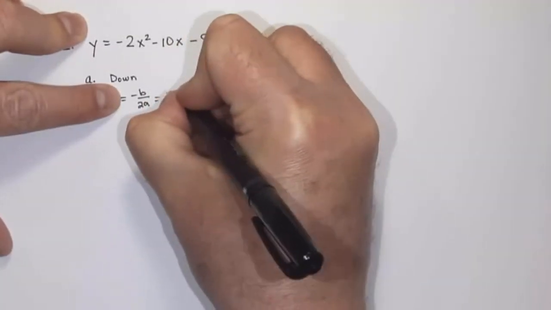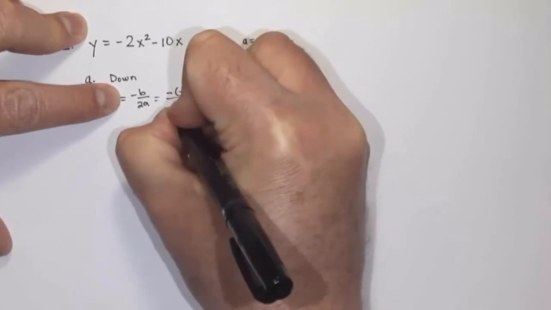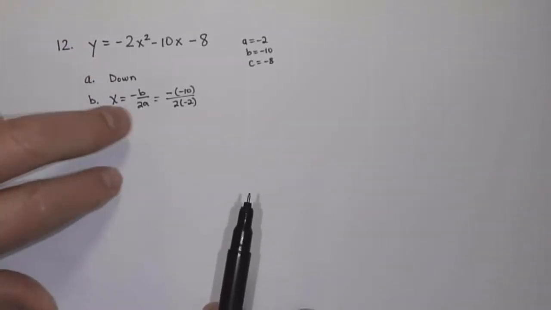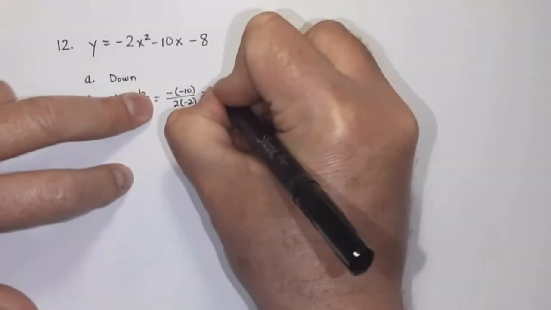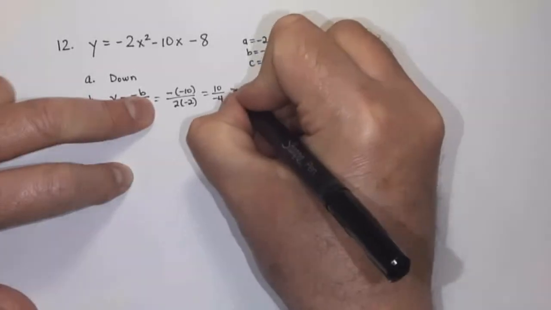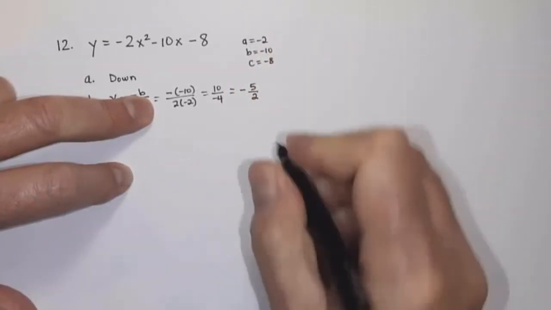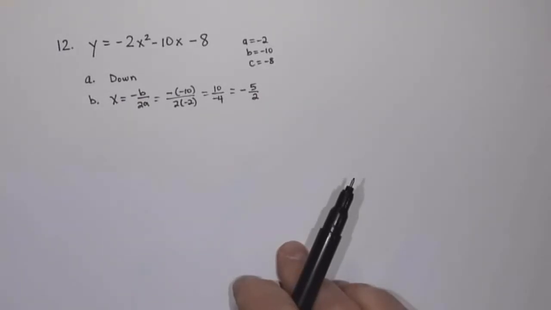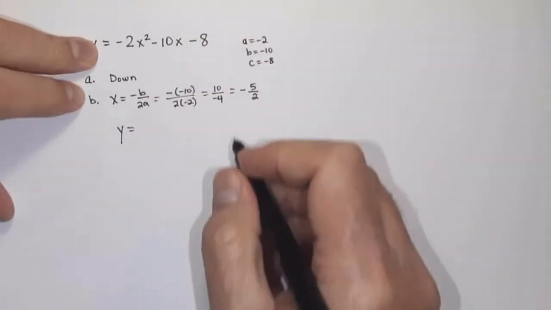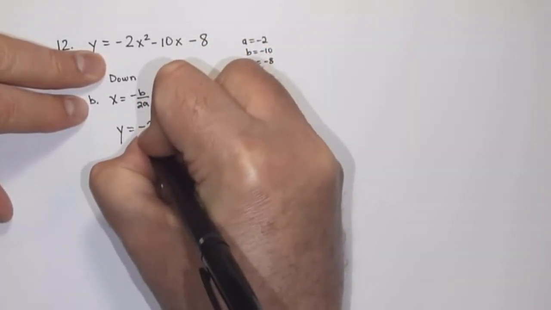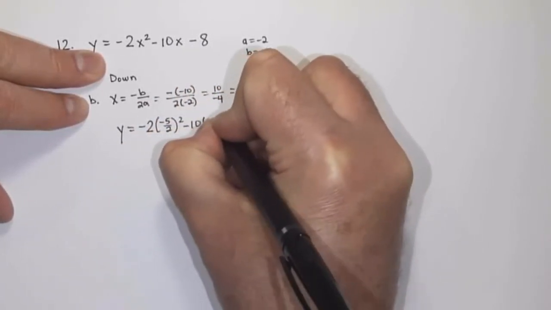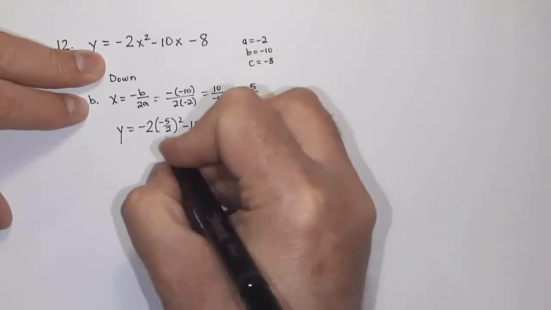So we're going to have the negative of negative 10 over 2 times negative 2. Now there's a lot of negatives, so we got to be careful here. The negative of negative 10 is positive 10, and 2 times negative 2 is negative 4, and 10 over negative 4 will reduce to negative 5/2. So the x-coordinate of our vertex is negative 5/2. So we can find the y-coordinate by substituting that back in our equation. So we have negative 2 times negative 5/2 squared minus 10 times negative 5/2 minus 8.